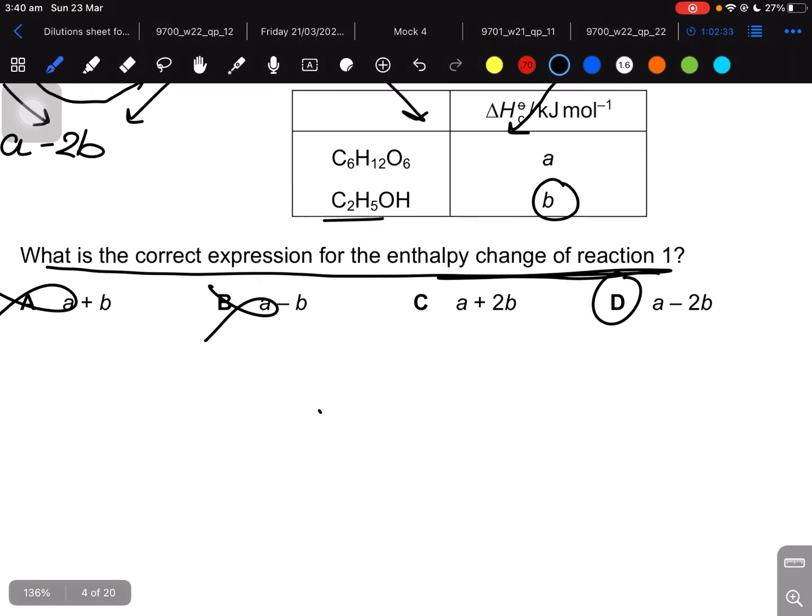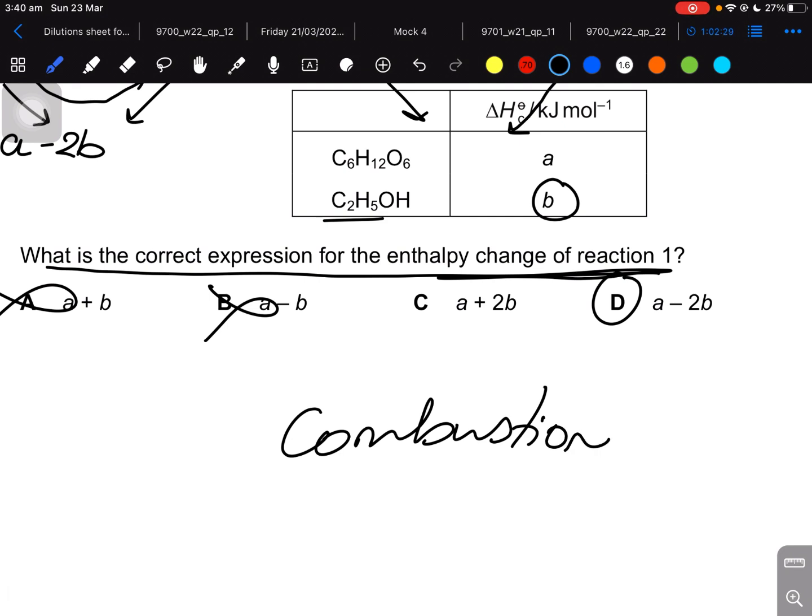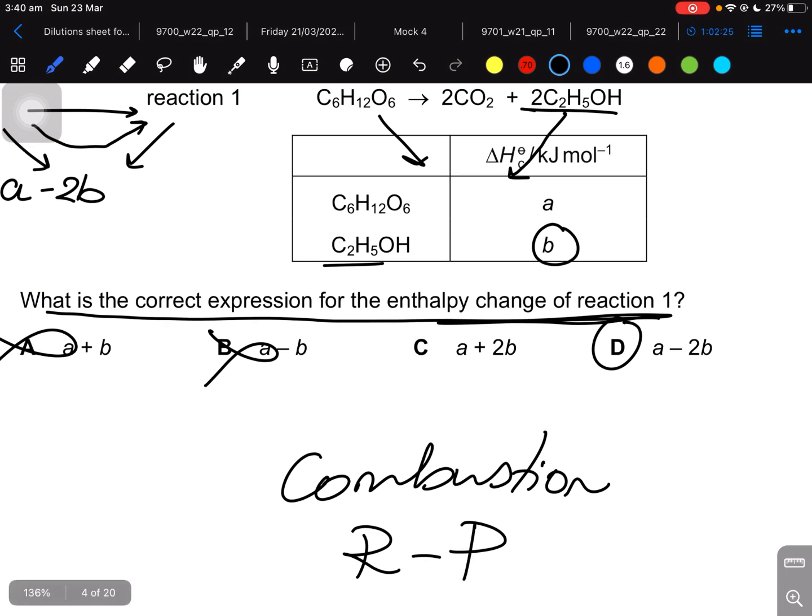And there's a rule: combustion means reactants minus products. So your reactant here is A, product here is B, so A minus 2B.